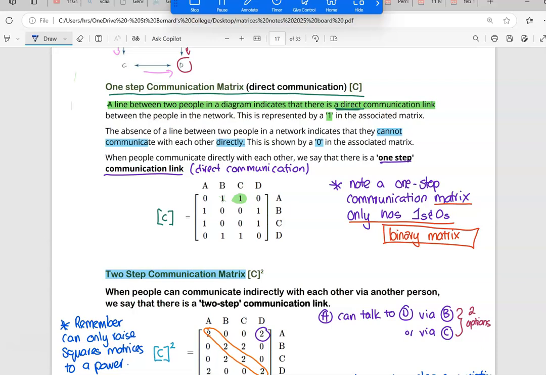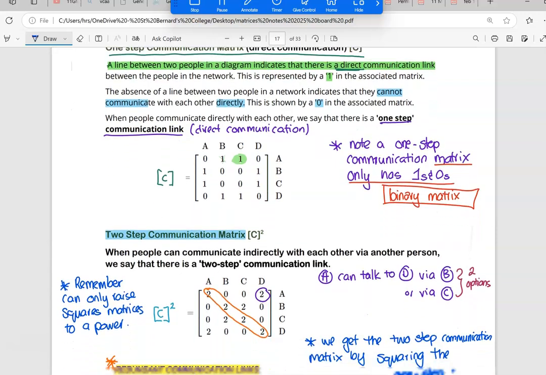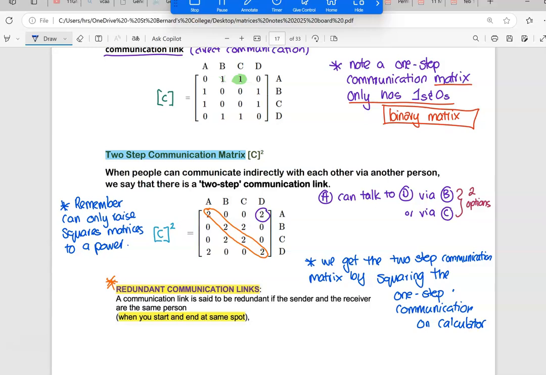When we talk about two-step communication, that's when we square the communication matrix, and that's telling you how many options of two-step communications you have between two people. So what that means is I send a message to someone who then sends it to the person I want it to go to. That would be done in two steps. So the two-step communication shows you how many options there are of that.